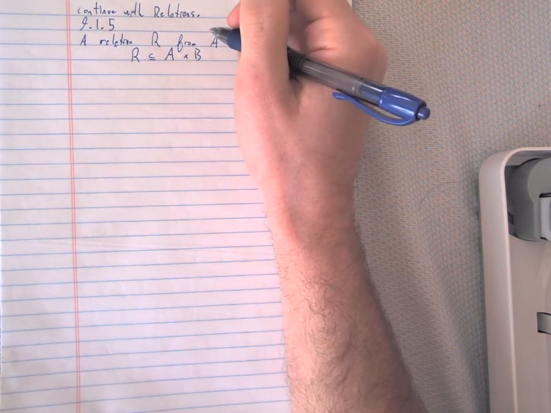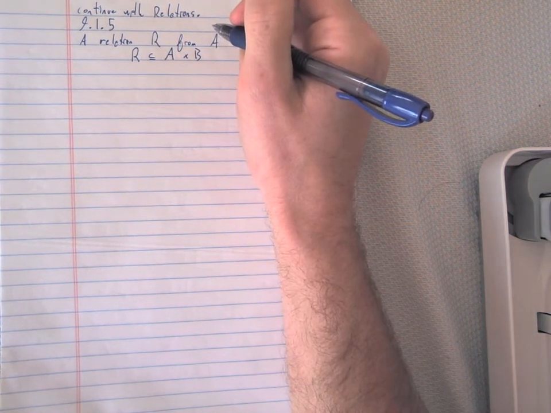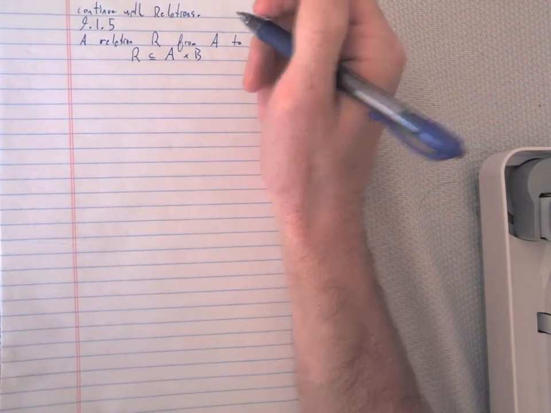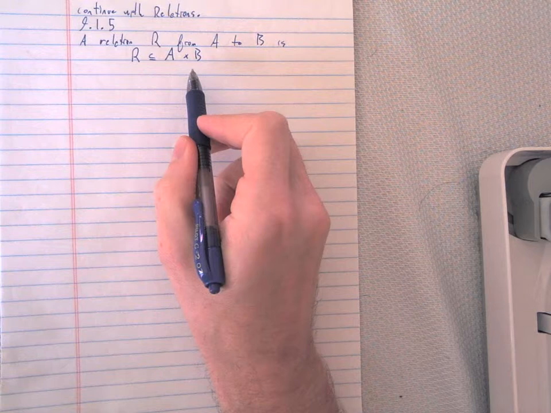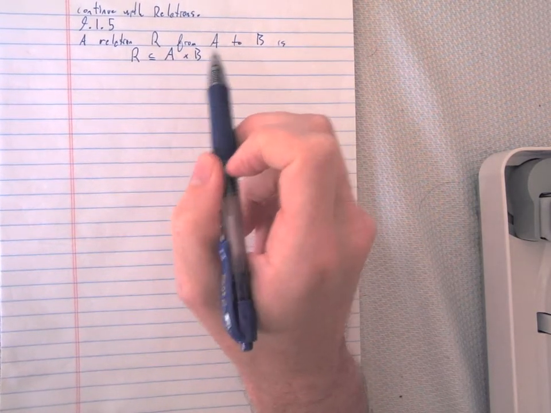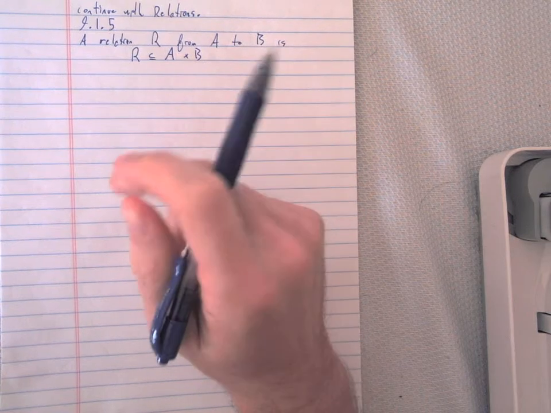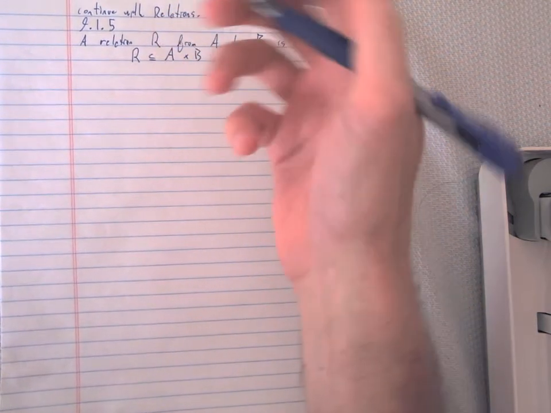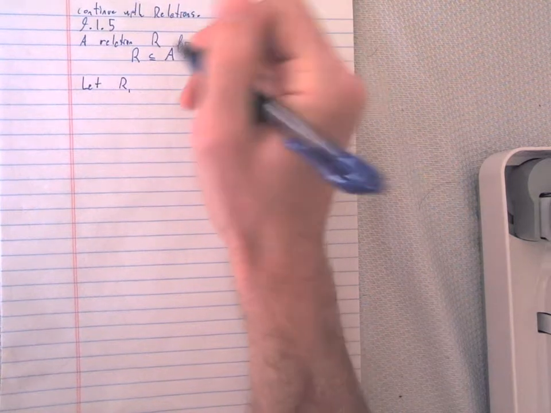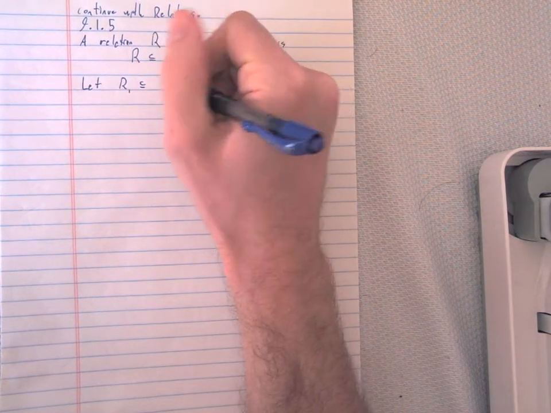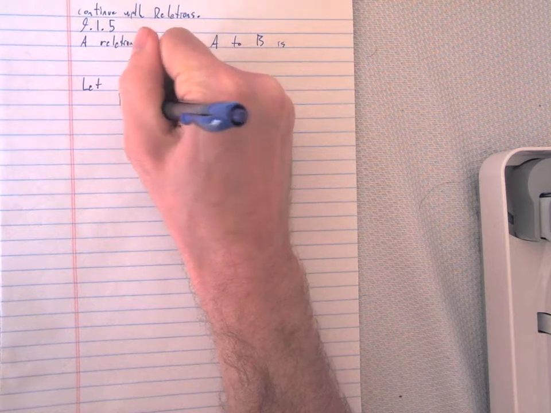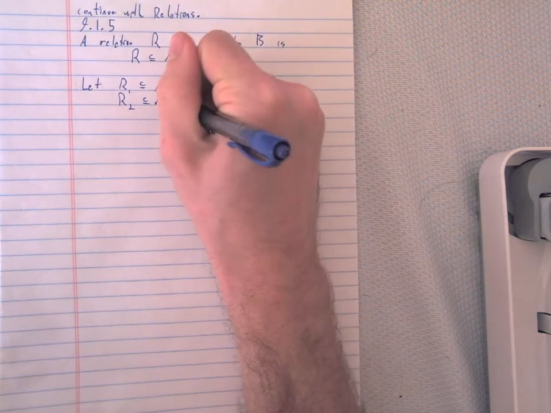Okay. Now, one important thing that I want us to remark is that since R is just being viewed as a subset, we can actually perform all the usual set operations if we have several relations. So let R1 be some relation from A to B, which means R1 is some subset of A cross B. And then let R2 be a second subset of A cross B.